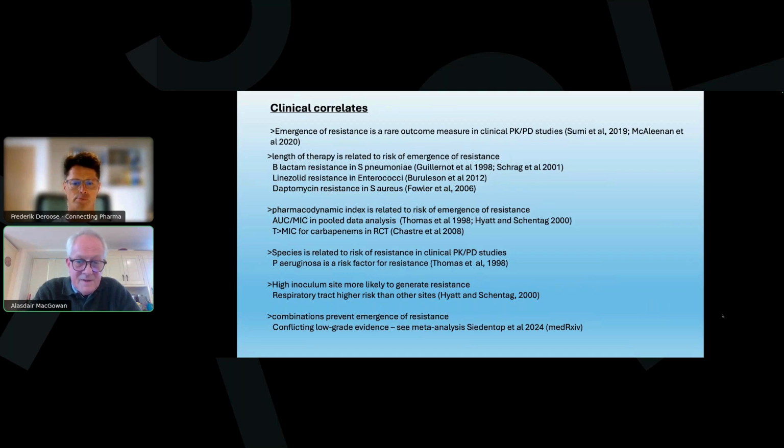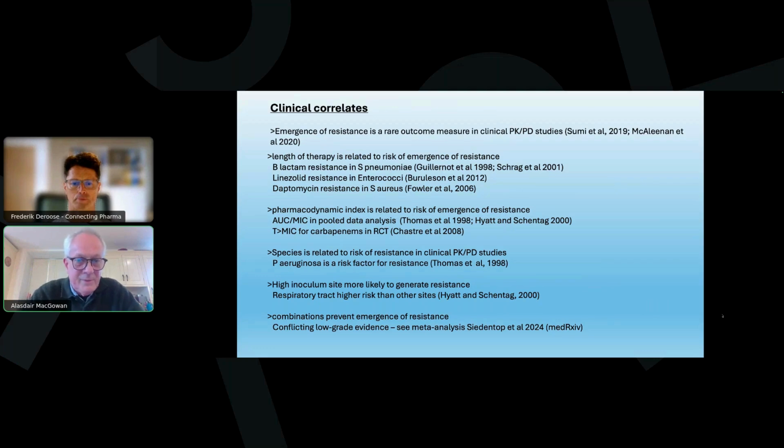However, Ziddentop at the bottom have done a meta-analysis of combinations and emergence of resistance. Unfortunately, this paper is only out on a pre-publication website at the moment, but they do conclude that there is conflicting and only low-grade evidence that combinations will suppress emergence of resistance. So, at least for my money, there's a real urgent need for some further studies in this particular area in terms of combinations.